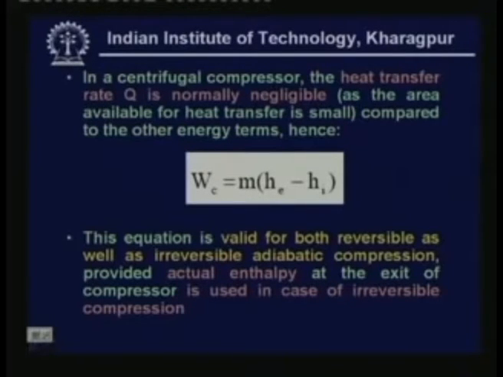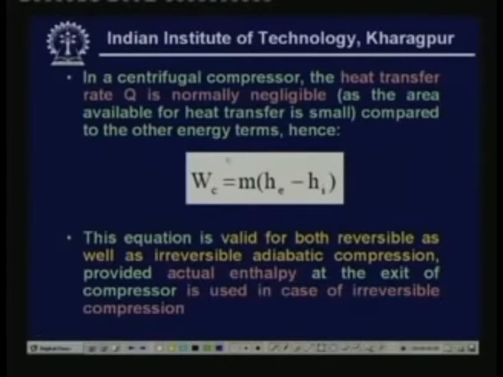This equation is valid for both reversible as well as irreversible adiabatic compression, provided the actual enthalpy at the exit of the compressor is used in case of irreversible compression. That means this is for both reversible as well as irreversible. If you are using reversible, then this will be the isentropic enthalpy rise. If it is irreversible, then you have to use the actual enthalpy at the exit of the compressor. That is the difference.